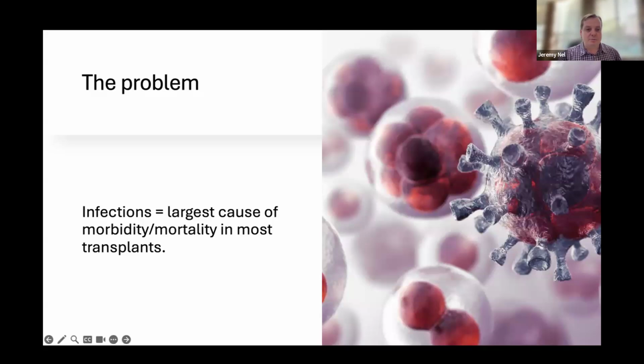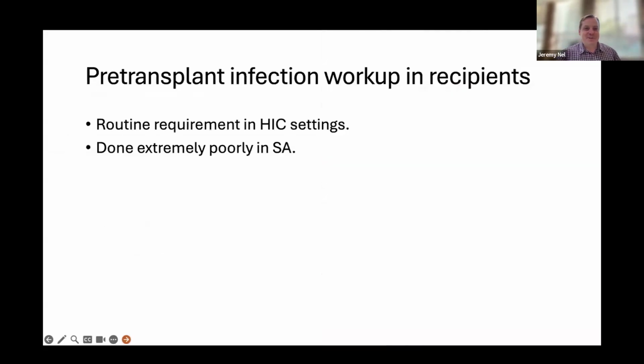And it's also very complicated because the way infections present in transplant patients is often very different to how they present in other patients. And so you really do need to know a little bit about it. It's one of the most intense parts of infectious diseases you can find.